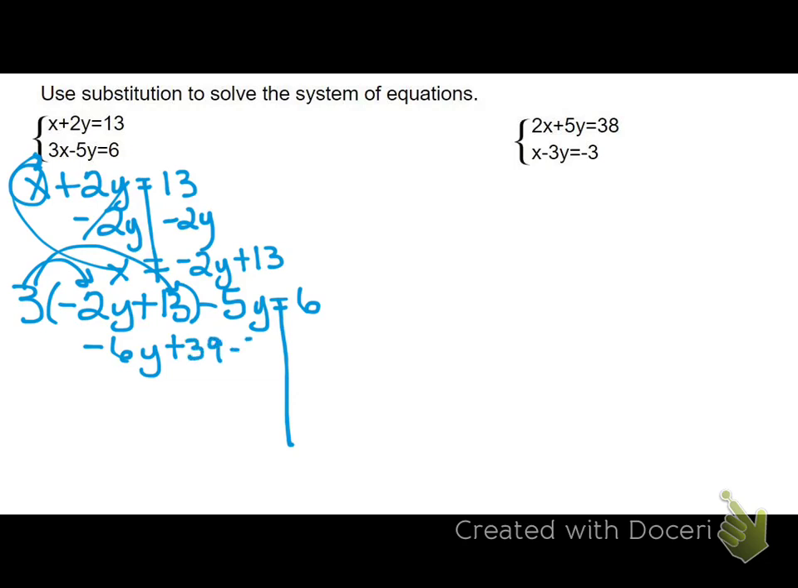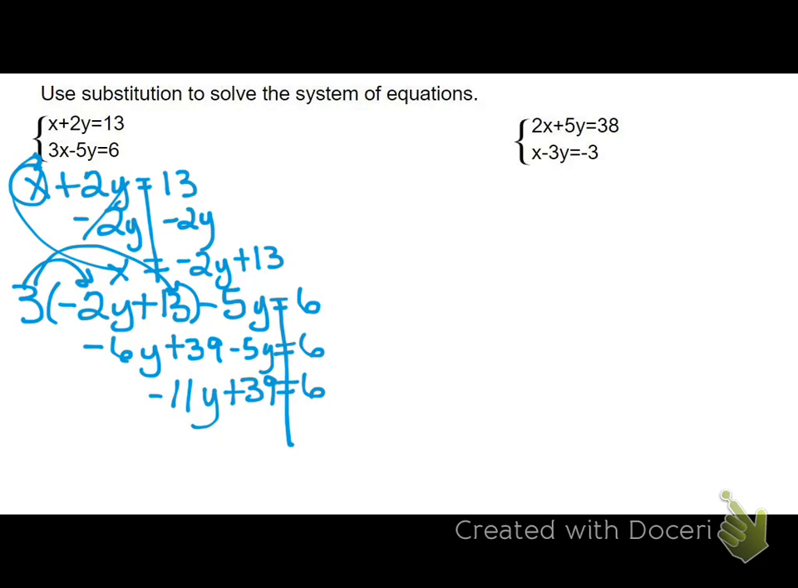Equals minus 5y equals 6. Okay, now what do I do, Riley? Combine my terms. Yep, that equals... You owe me $6, you owe me 5 more. Negative 6 minus 5. Negative 2. How about negative 11y?